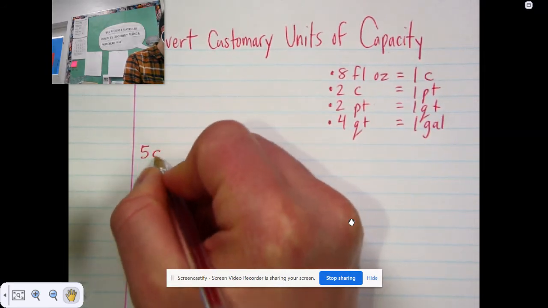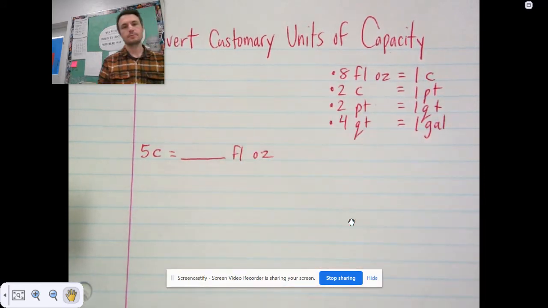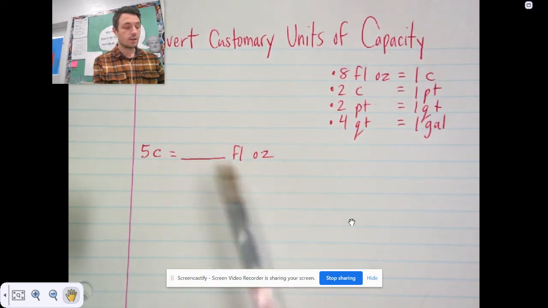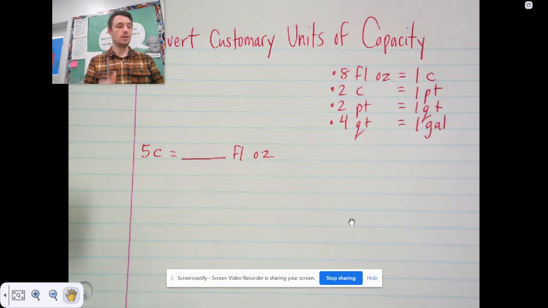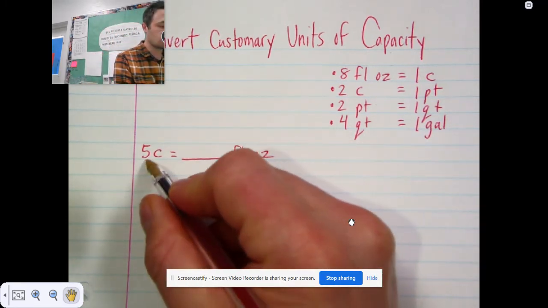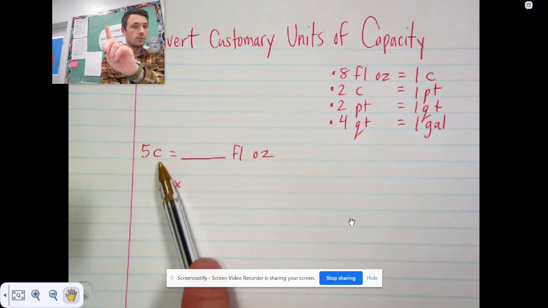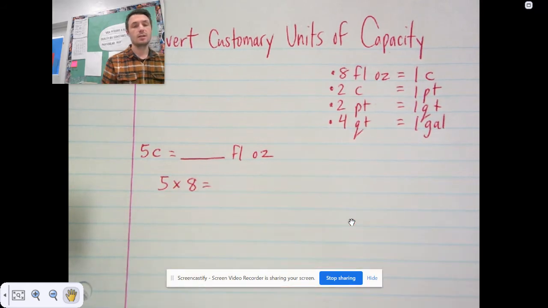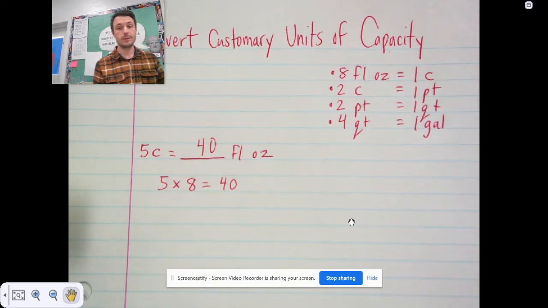Let's say we have 5 cups, and we want to find out how many fluid ounces that is. So we're going from cups to fluid ounces. Cups are bigger than fluid ounces, so we're going from a larger unit to a smaller unit, so we multiply. So it's going to be 5, that's our starting number, times the amount of the smaller unit that can fit into one of the larger unit. There's 8 fluid ounces in 1 cup, so we multiply 5 times 8, and that is 40. So 5 cups equals 40 fluid ounces.